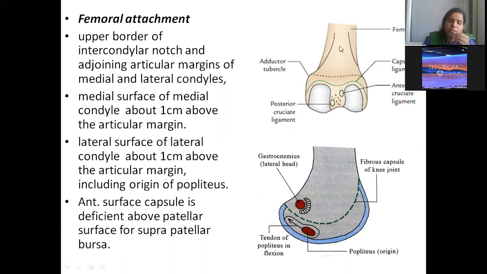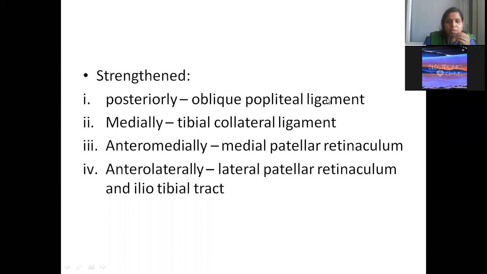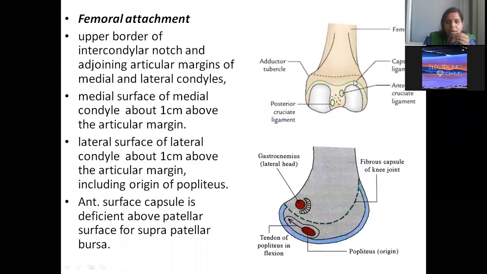Now this is the posterior aspect of the femur, right? Anteriorly it was deficient for the purpose of the suprapatellar bursa. This picture helps us understand the posterior attachments. It is continuous. Now see here, this is the lateral condyle of the femur. How did we identify? Wherever popliteus comes, you have to understand this is the origin of the popliteus, from the lateral condyle.